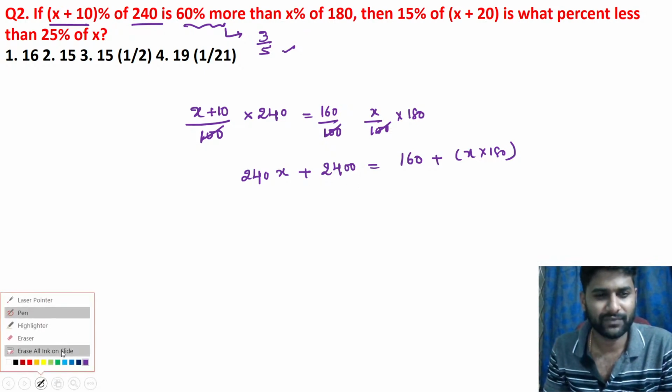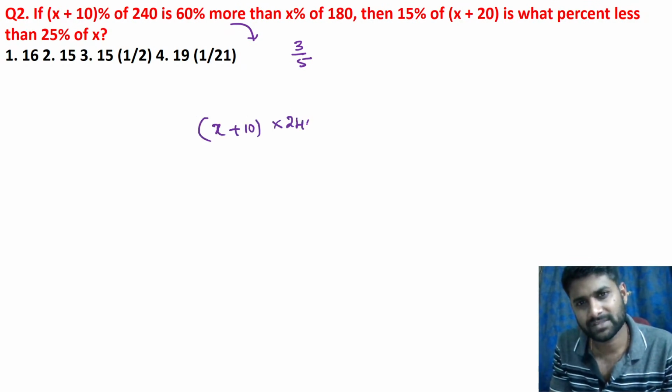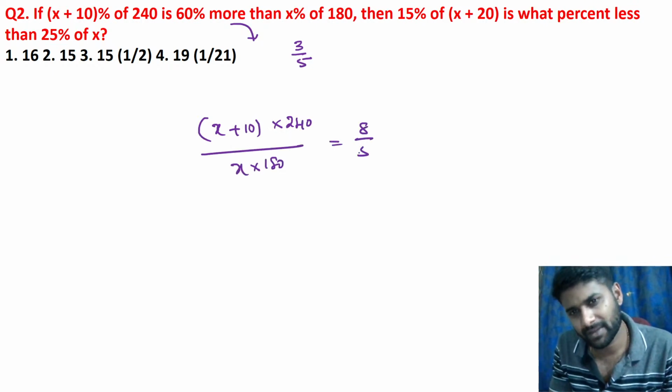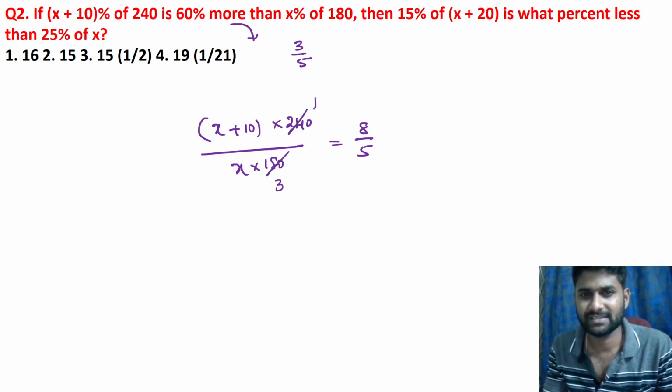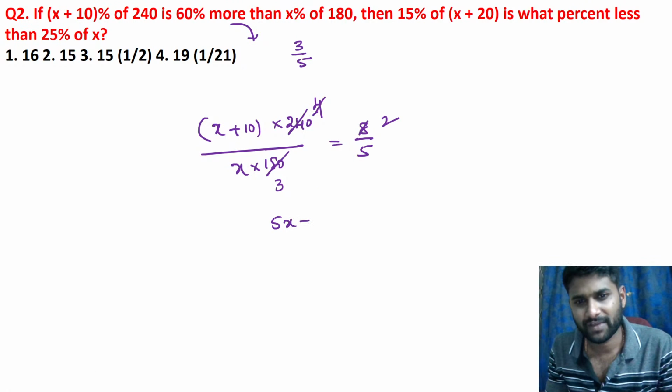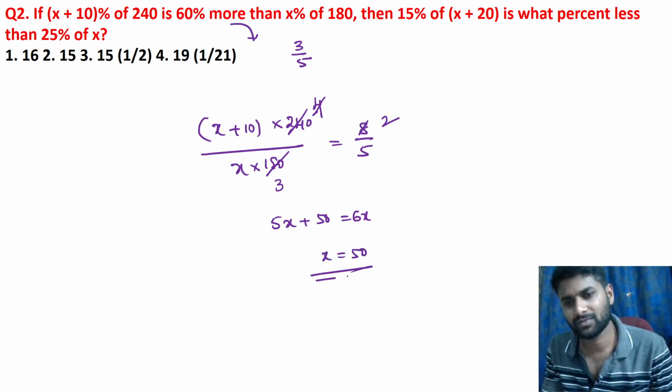Otherwise, you can do one thing, guys. If you're not interested in the value, just do it this way. 160 percentage value becomes 8 by 5. So x plus 10 into 240, divided by x into 180, is exactly equal to 8 by 5. Why? Because this is 3 units extra. So you can cancel, and just cross multiply. So 5x plus 50 is exactly equal to 6x. You can take equation based or ratio based. Here you get the value of x equal to 50.